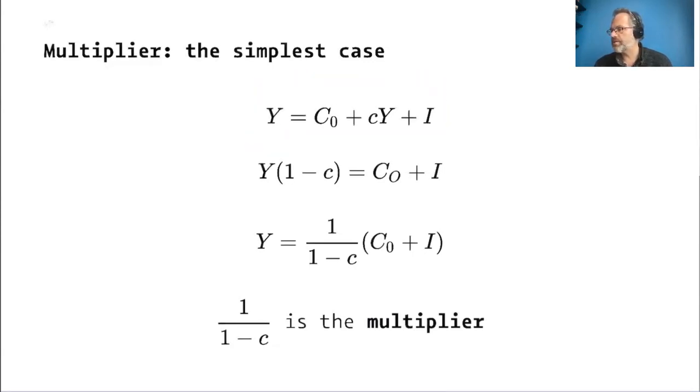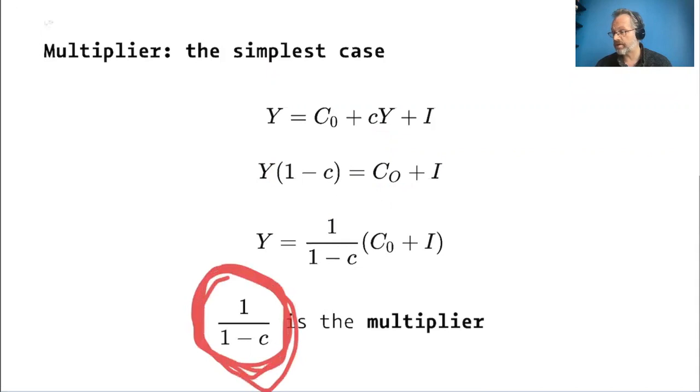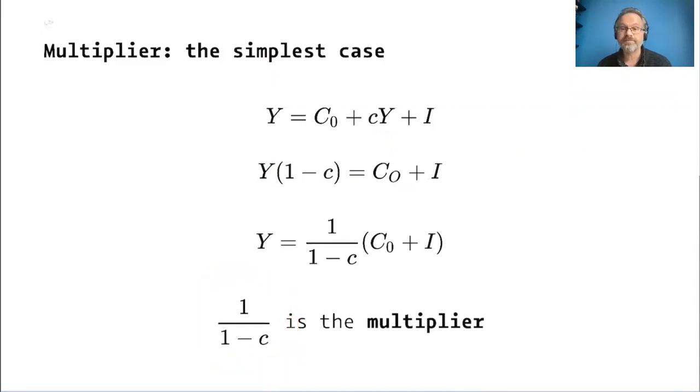Now we're going to just combine those Y terms, move the Y term over to the left-hand side. So we get Y times 1 minus c, because we've subtracted cY from each side, equals C0 plus I. Now we divide through by this thing. Divide by 1 minus c. And that gives us this. And this right here is the multiplier. This is the simplest way of deriving the idea of the multiplier, 1 over 1 minus c.